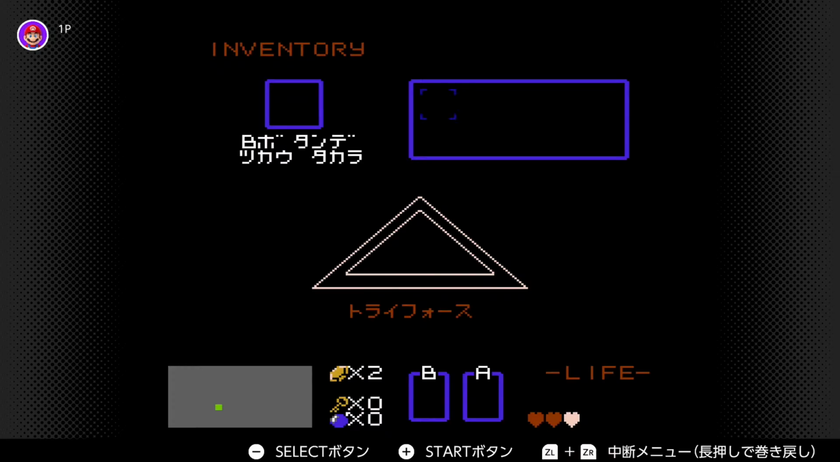Under the box on the left, it says B botan de tsukau takara, which means with the, as in the particle, the instrumental particle, and so with the B button, B botan de. Tsukau, it's the verb to use. Takara, treasure.